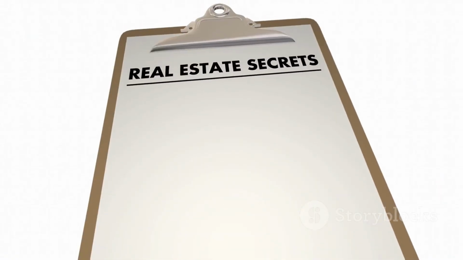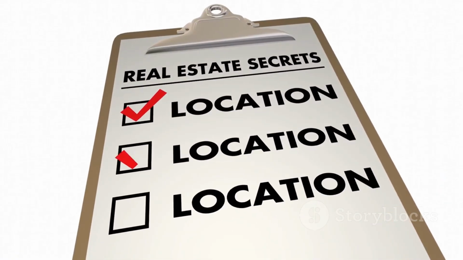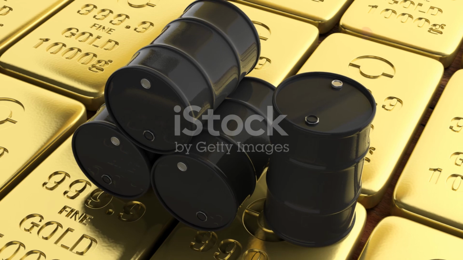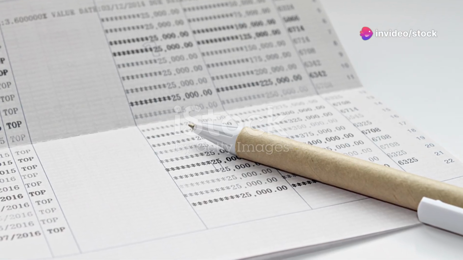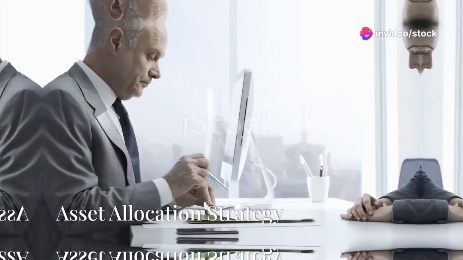Real estate can be direct property investment or through REITs. Commodities like gold and oil can hedge against inflation. Cash equivalents include savings accounts and treasury bills.